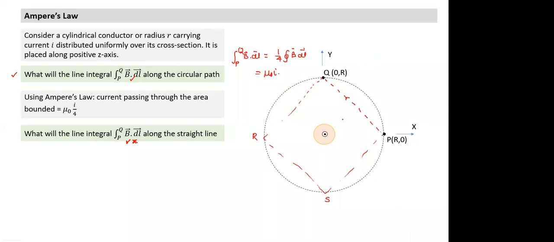So we can join P and Q, that's one way. We can also join the center. So one way is I can create something like this. What is the second way of solving? Second way, if I have to evaluate along the straight path, I form a loop like this.